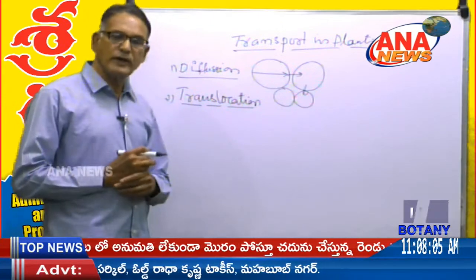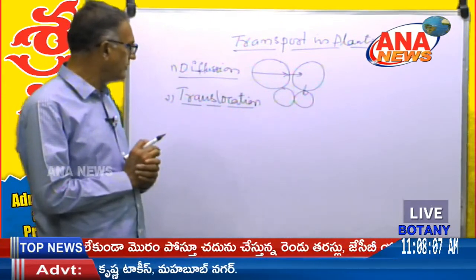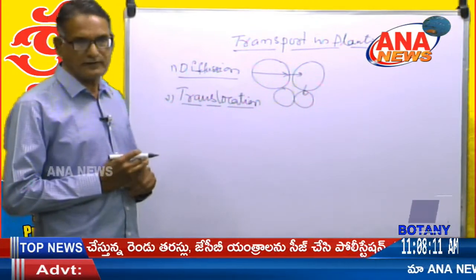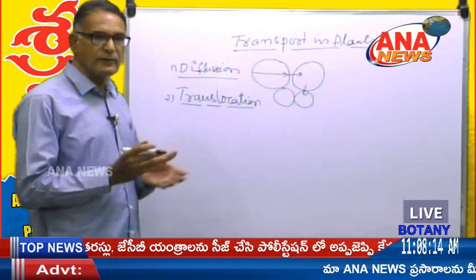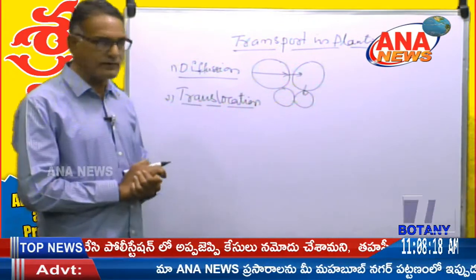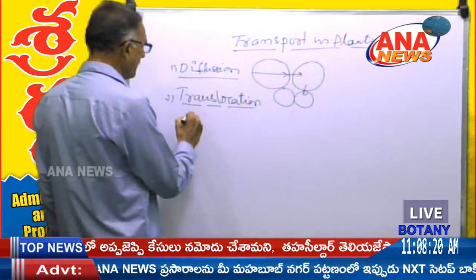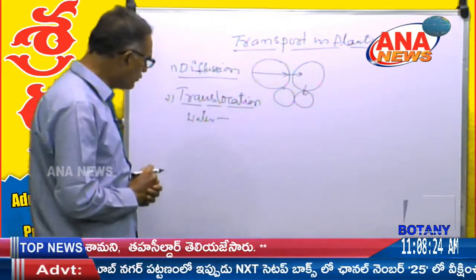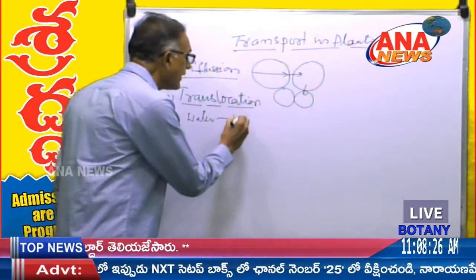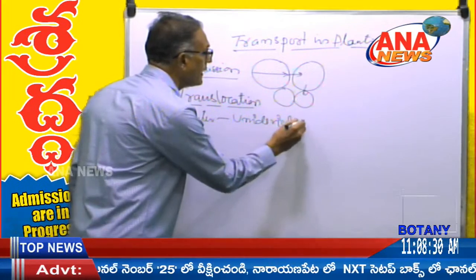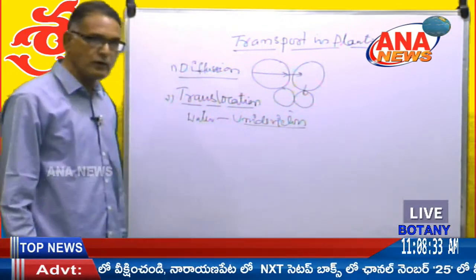So here is an important aspect we discussed: the direction of the movement of substances. How are all the substances moving, in the same direction or in different directions? Particularly water moves from root to shoot, that is unidirectional, only in one direction, that is root to shoot.